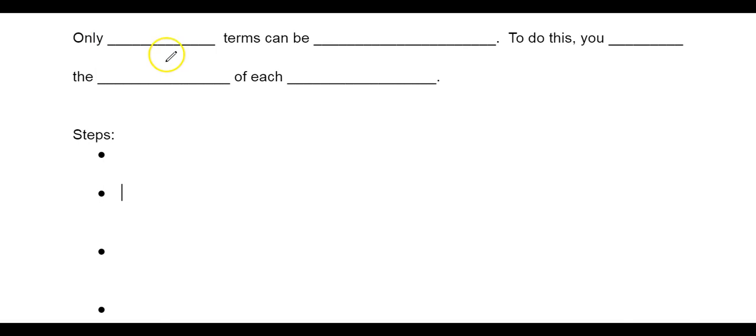Okay, now one of the things you need to know is that only like terms can be combined. Okay, to do this, we're going to add the coefficients. Remember, those are the numbers in front of each term.